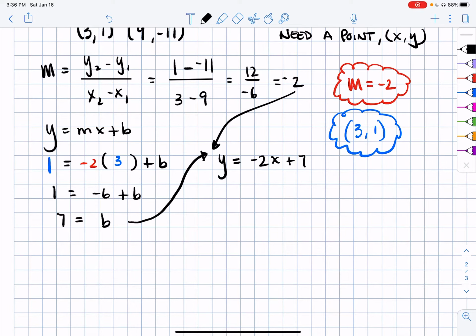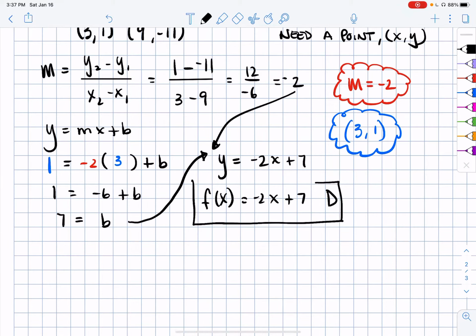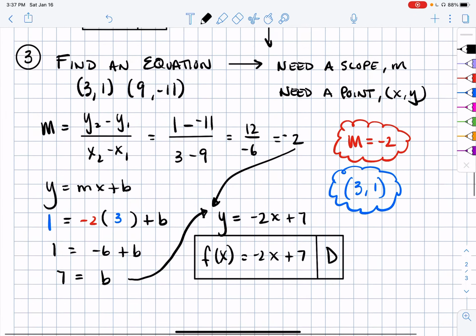And in function notation, f of x is equal to negative 2x plus 7. So that's choice D, because it wants it in function notation. So that's number 3.